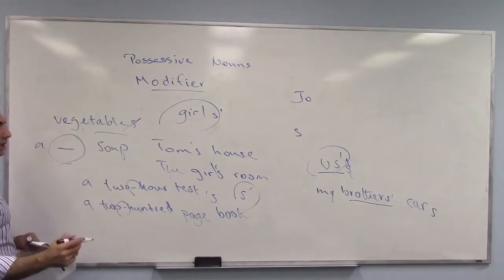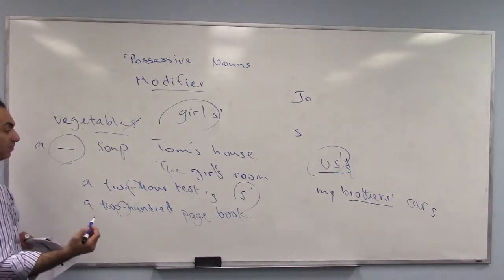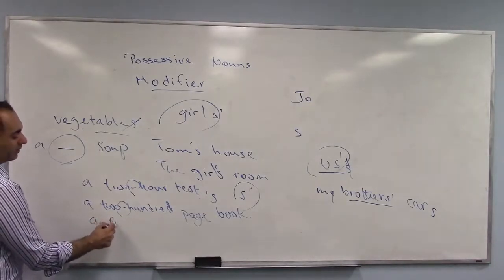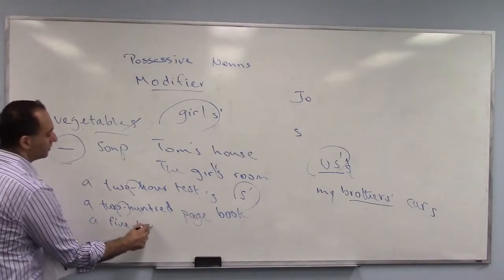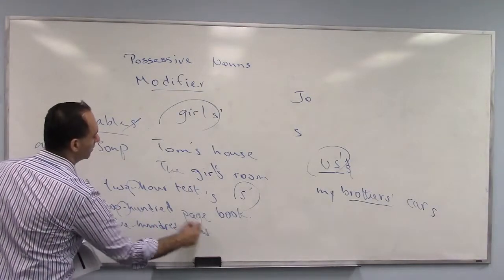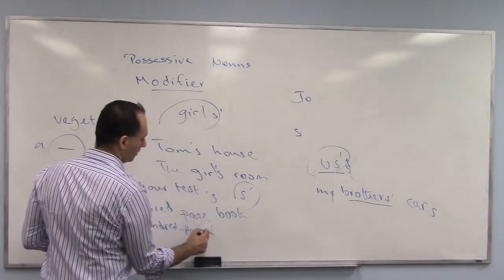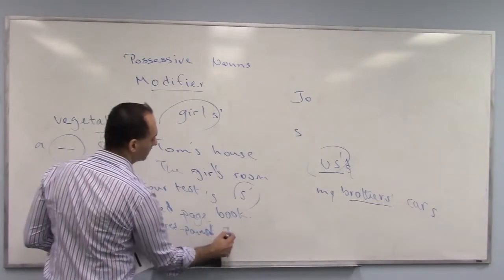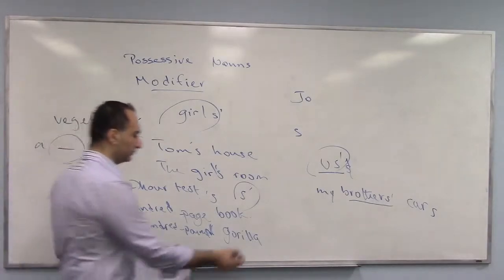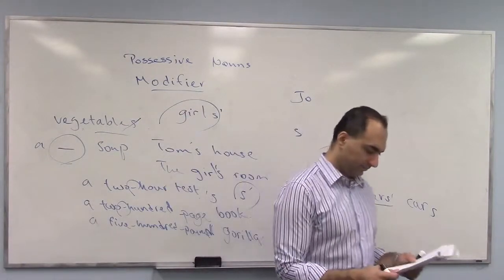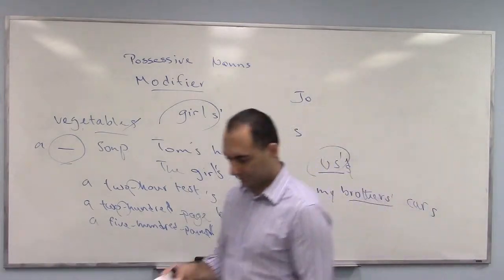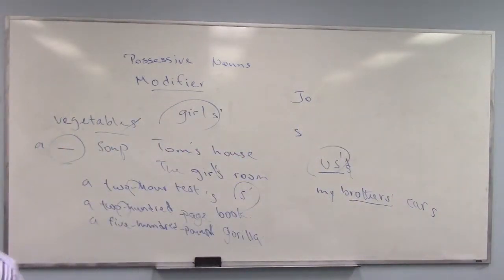A 500-kilogram gorilla? No, a gorilla that is 500 pounds. A 500-pound gorilla. Yeah? Easy. Very easy.